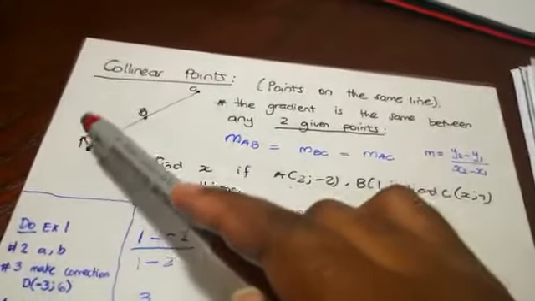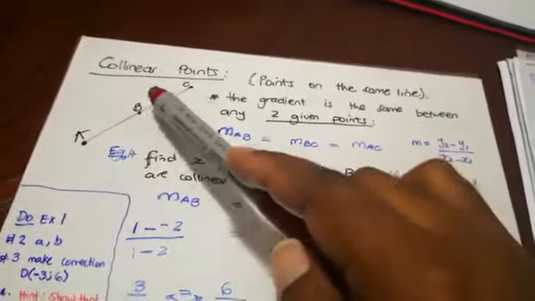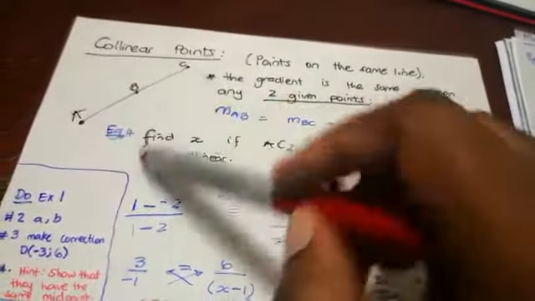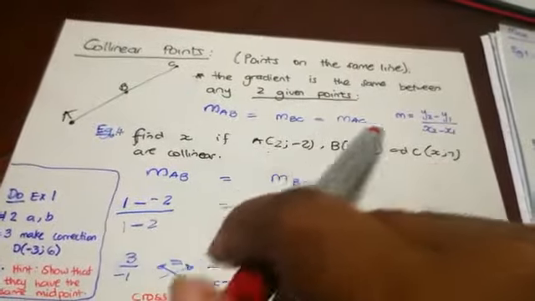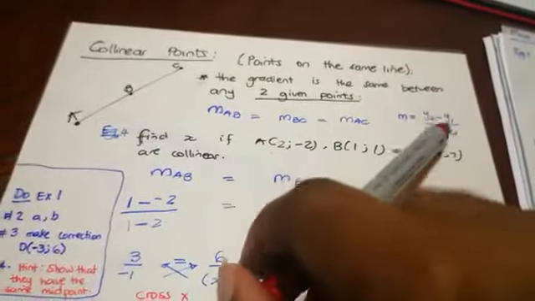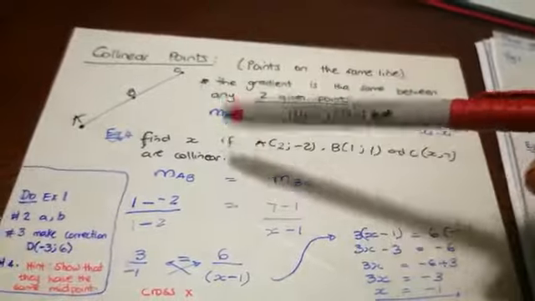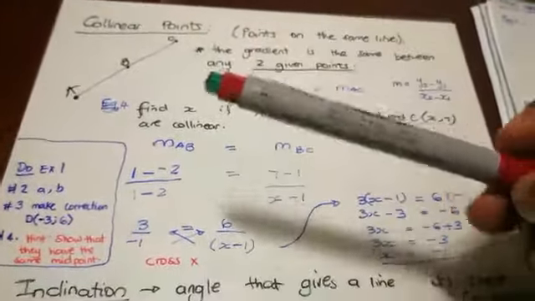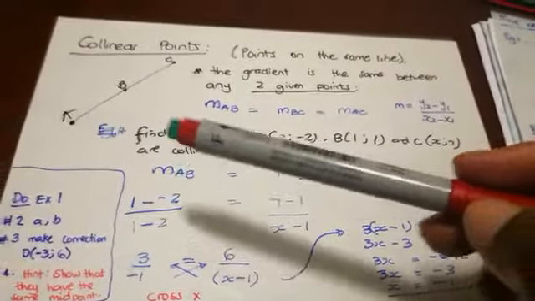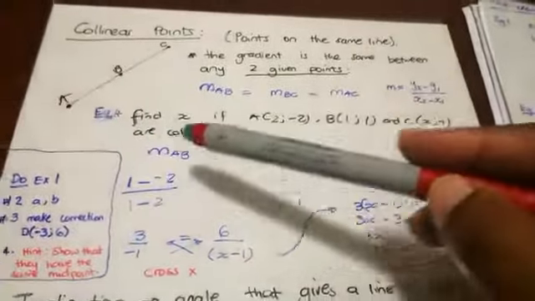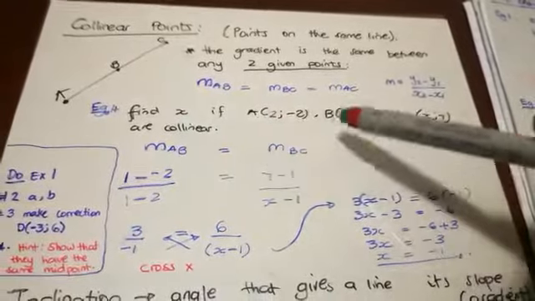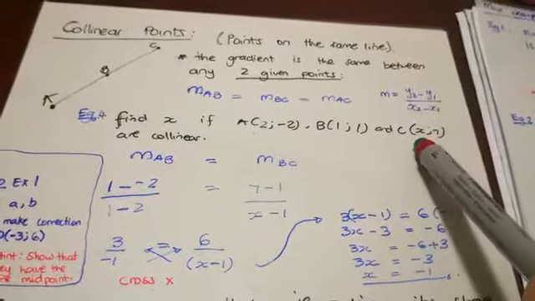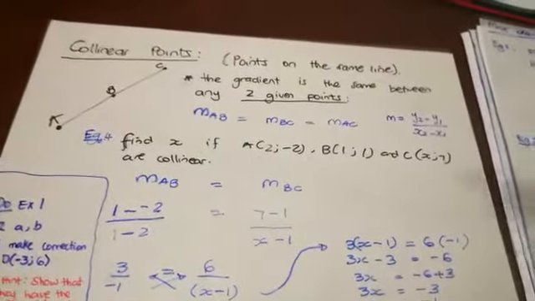So the gradient between A and B is the same as the gradient between B and C, and it is the same between A and C. So that is what I meant by this point. So we make use of that when we are required to find x and y. Okay, so that is what I did in example 4. Find x if A, B, and C are collinear. So you can see that C doesn't have an x value. So that is what we are looking for.